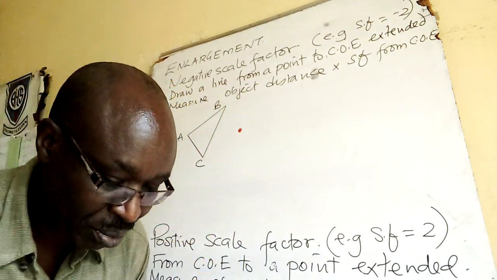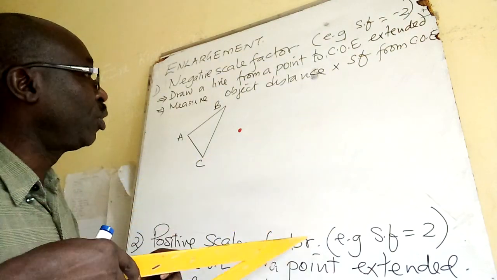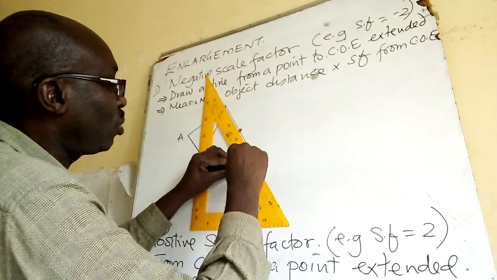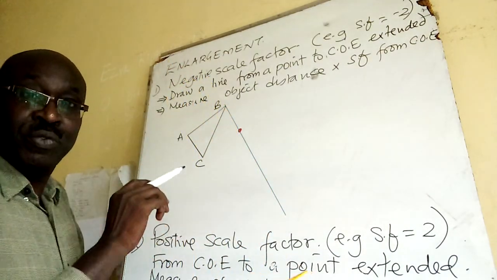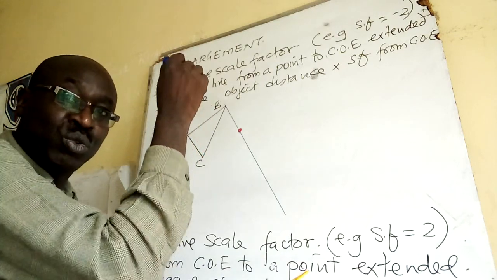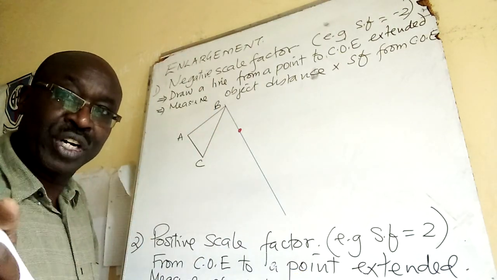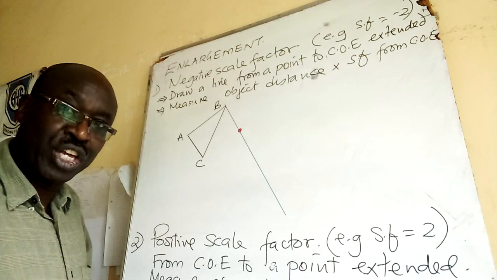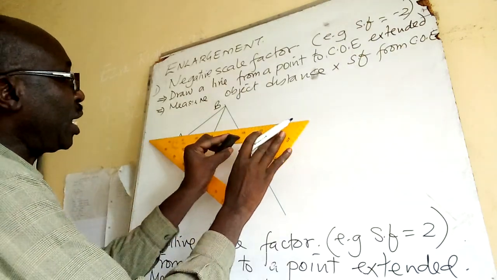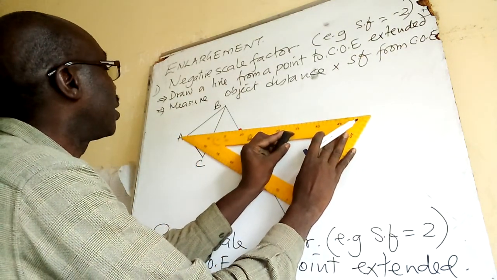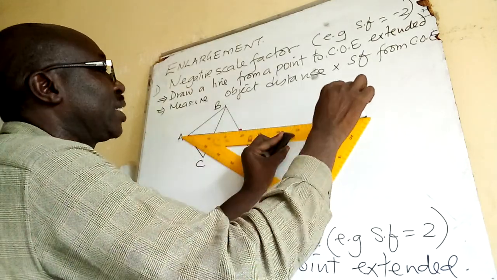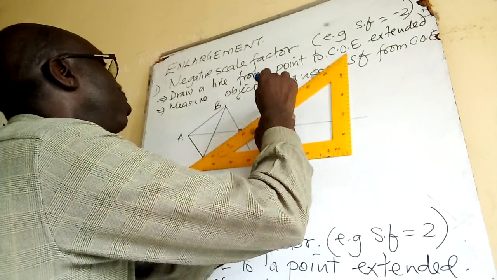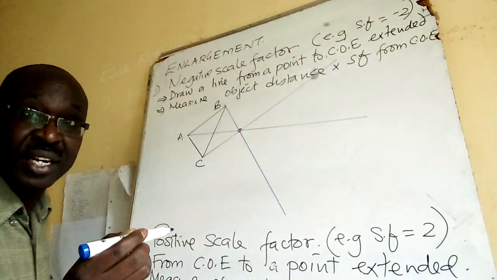I come from, I put my ruler. You will be putting your ruler from a point to C.O.E, extend. From a given point in your diagram to C.O.E, extend. Originally, it was from C.O.E to a point. Okay? Then I take again point A. I take point A, I extend. I take point B, C, I extend.